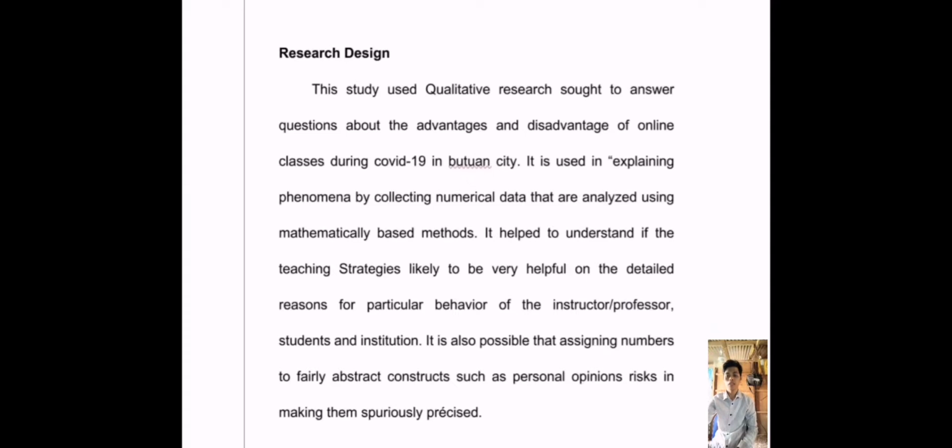Research design. This study used qualitative research to seek answers to questions about the advantage and disadvantage of online classes during COVID-19 in Butuan City. It is used in the explanation of phenomena by collecting numerical data that are analyzed using mathematical-based methods. It helps to understand if the teaching strategy is likely to be very helpful, and the detailed reason for particular behavior of the instructor, professor, student, and institution. It is also possible to assign numbers to fairly abstract constructs such as personal opinion, making them precise.